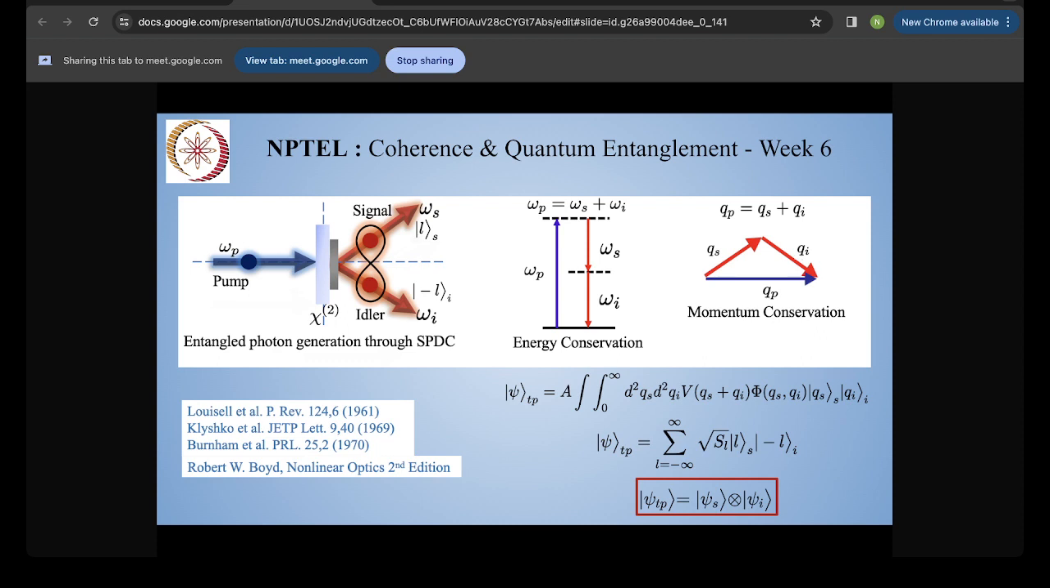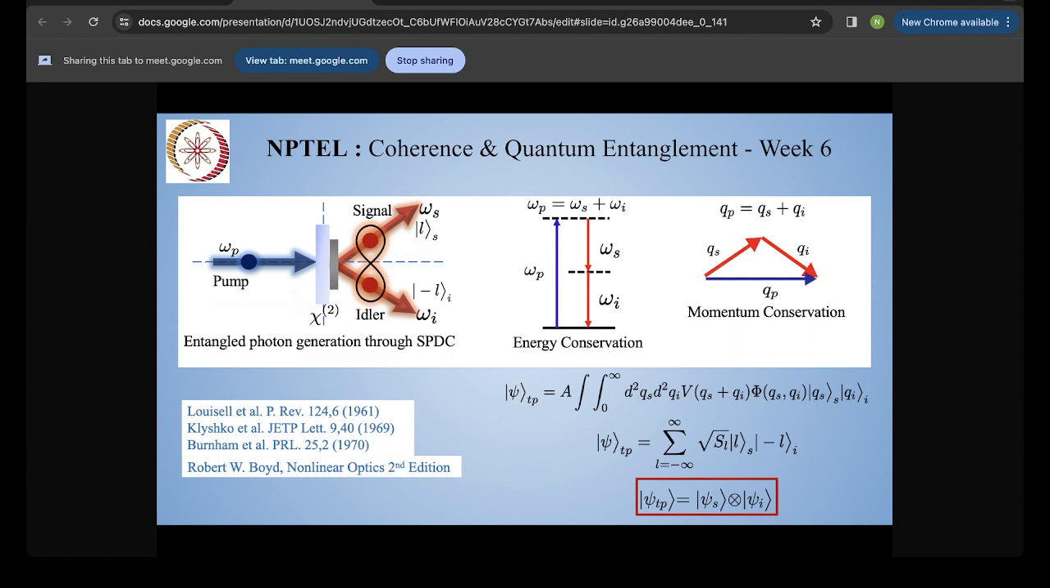And why are we calling this an entangled state? Because these two states are non-separable states. That means signal and idler, we cannot write it in terms of Schmidt decomposition. That means we cannot do a Schmidt decomposition of this function. That means we cannot write psi TP equal to psi s tensor product psi I. If the tensor product and Schmidt decomposition can be done, then it will be a non-entangled state, but this is an entangled state, that's why we cannot do this. So through this we can say that this state is an entangled state. Okay.